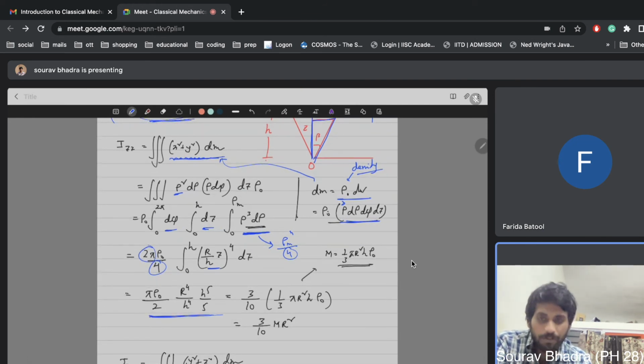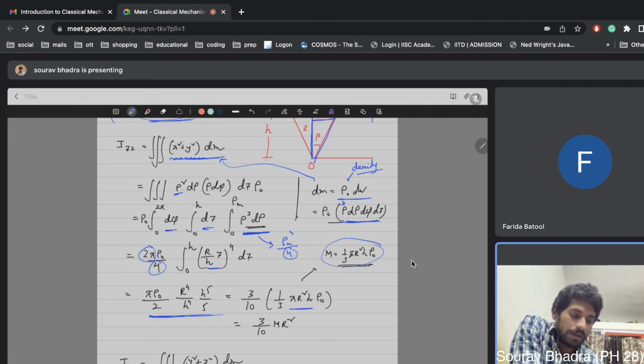There is no problem if you just keep it as your result, but to get some more physical idea, we have done some algebraic manipulation as we always do. So 1/3 pi r square h rho 0 is actually the mass of the whole cone, because 1/3 pi r square h is the volume times the uniform density, that is the mass of the cone. So we have written this separately, and for that we have to adjust the factor which will come in here.